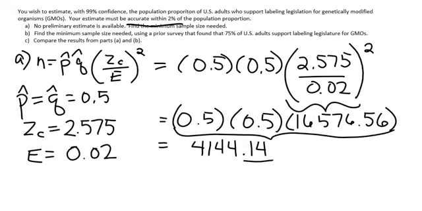we need to round up to the next whole number. So the minimum sample size for part A is going to be 4,145. Now let's look at part B.